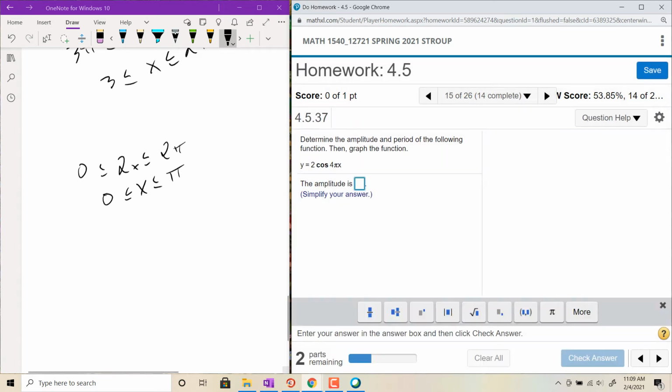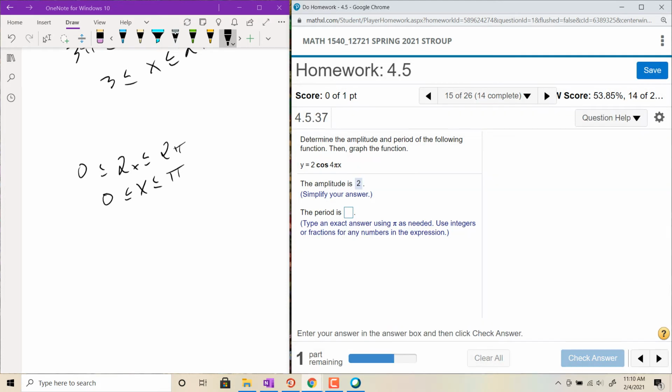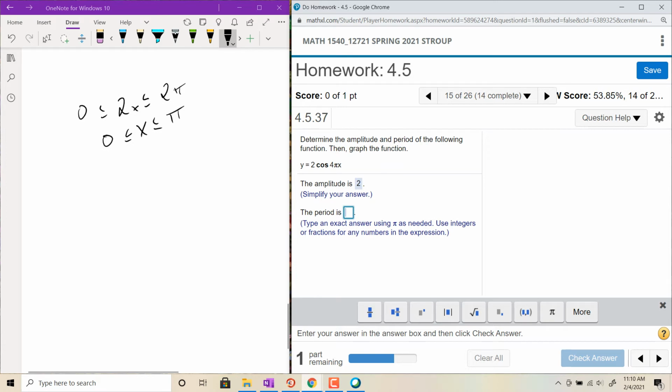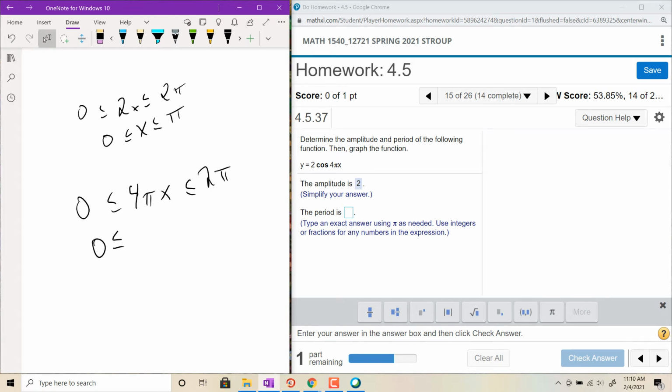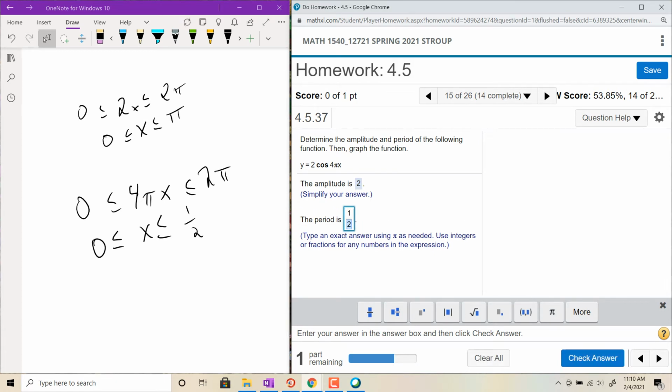Okay, amplitude is 2. Well, you're really going to be able to figure out the amplitude after doing this homework, huh? And work with compound inequalities. That seems like the... Okay, I'll show you. Divide everything by 4 pi. 2 pi over 4 pi is 1/2. Period is 1/2. Half.